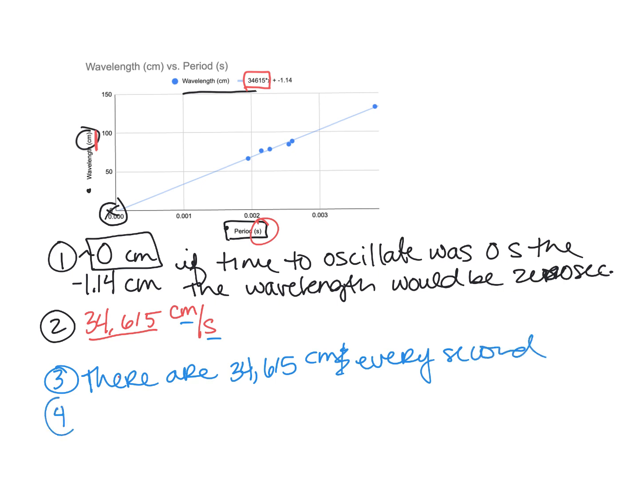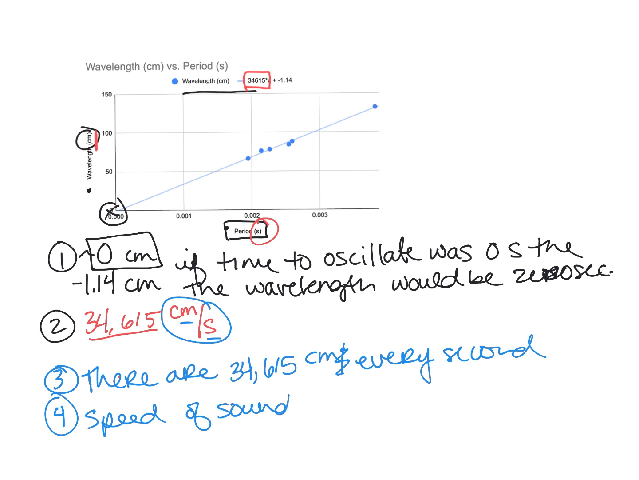And then for question 4, the vocabulary term for this: if it's centimeters per second, this is a unit of speed. So this is a specific speed. But what we were doing yesterday is we were measuring the speed of a sound wave. So this is the speed of sound.